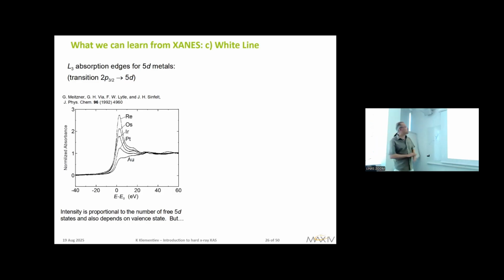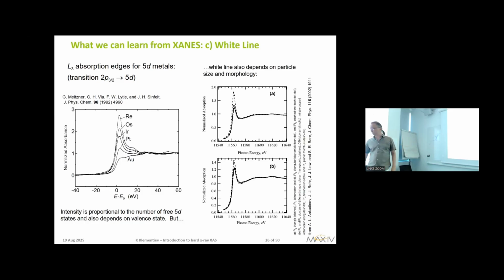And you see for gold, there is no D state free, all taken, and there is no white line. For platinum it is one, and so on. So the white line integrated intensity is proportional to the number of free states, which also tells you about valence. If you change it, you can oxidize them and see how it changes. This is very informative and very frequently used by our users, especially in situ, when they change the oxidation state of elements.